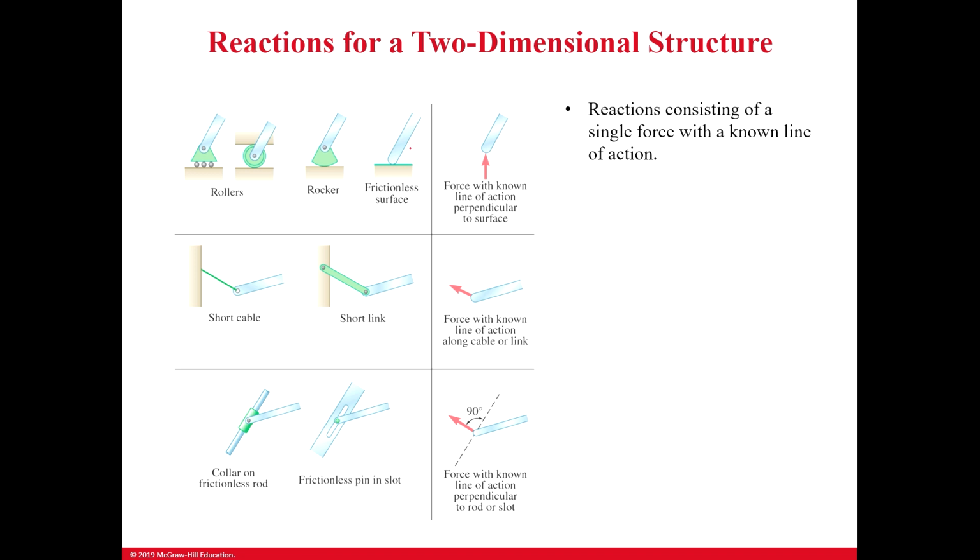So this is what we talked about, types of reactions. So you have a roller. This roller only gives a force in Y, because you cannot go into the ground. All those things are the same. And if it's in the X direction, it will be exactly the same. It's just like the example above. If the roller is like this, then it's only one force. That's all you have to know.